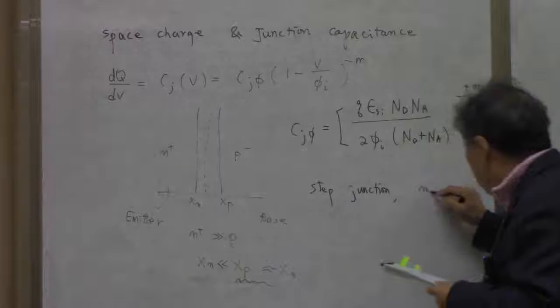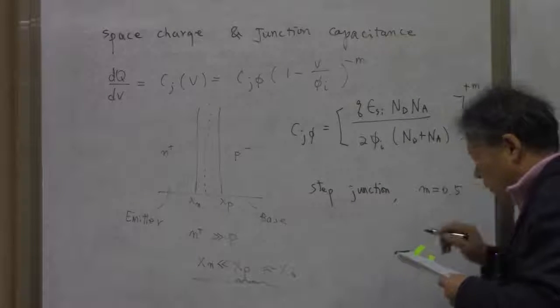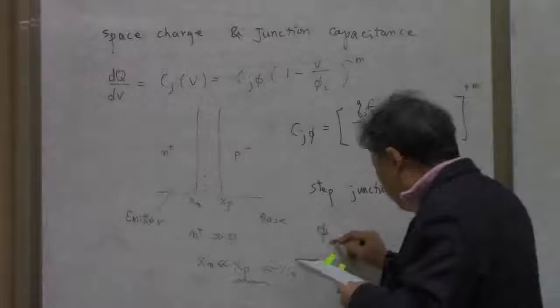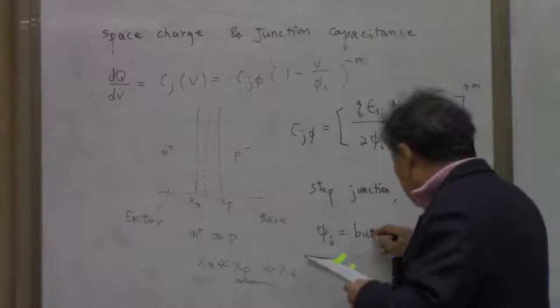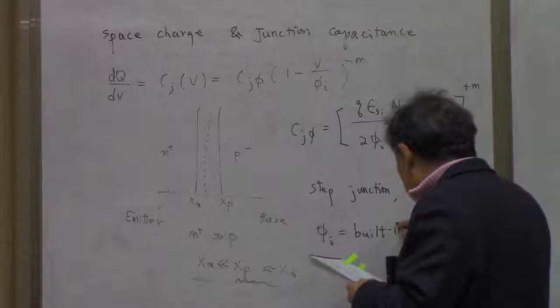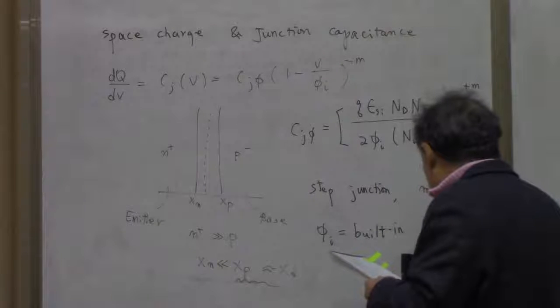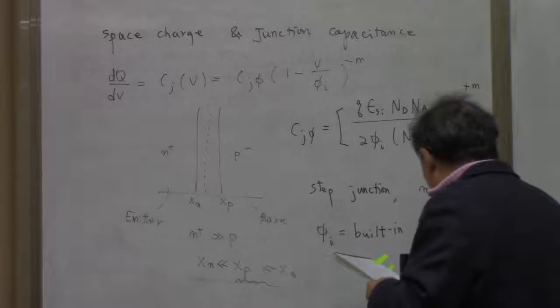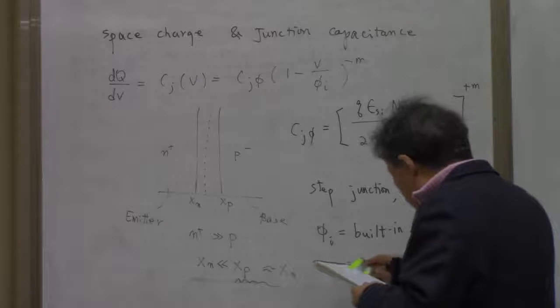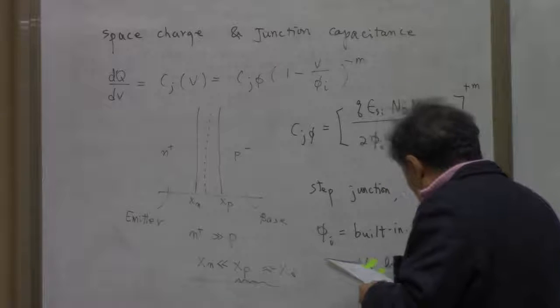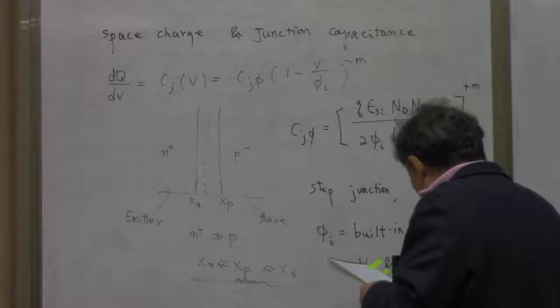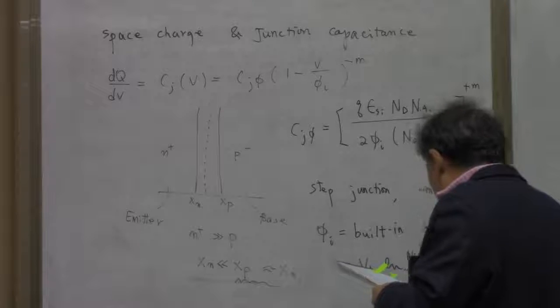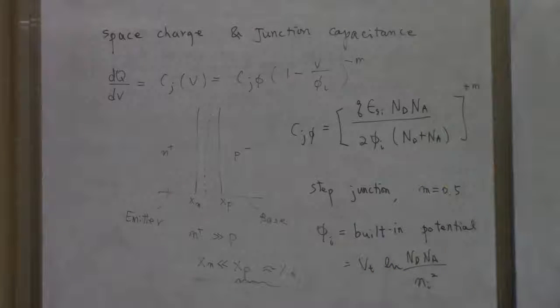the m is equal to 0.5, and the built-in potential phi I is going to be kT over q ln of N D N A over Ni squared. This thing we have discussed the last time.